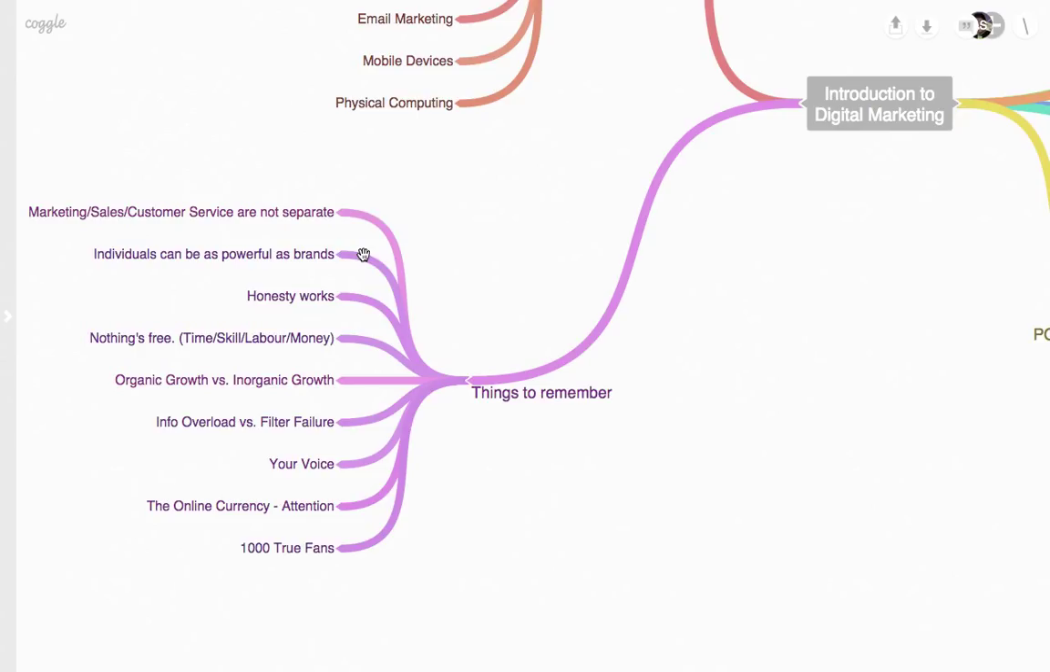Second, individuals can be as powerful as brands, or in some cases even more so. For example, one of my heroes, Leo Babauta from zenhabits.net, has 1 million plus RSS and email readers. I mean, most brands can't compete with that. That's huge. Third, honesty works. When you are true to yourself, it works. It just shines through, it's honest, and there's no bullshit in it. So it connects with people.